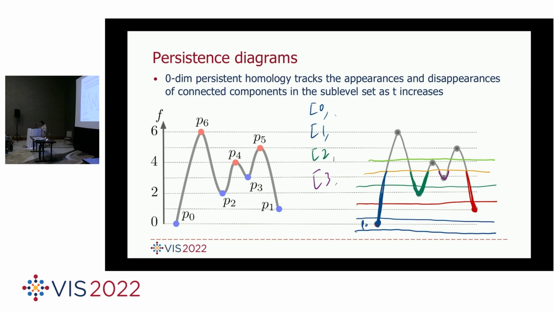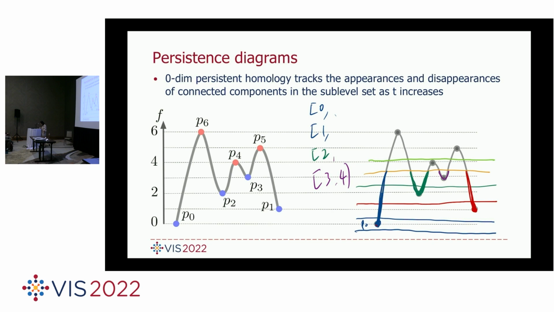In this specific case, when this green component merges with the purple component, we say the purple component has died, while the green component keeps living. So this corresponds to the first finite point in my persistent diagram, which corresponds to this purple component that is born at time 3 and disappears at time 4 because it merges with the green component.